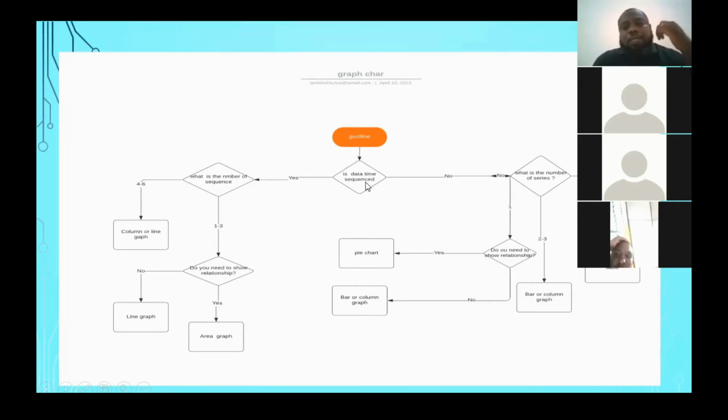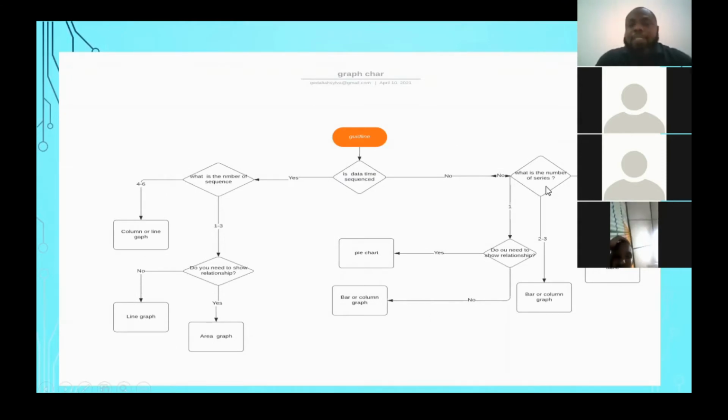On the other hand, if the data is not time sequenced, the next question you have to ask yourself is: what is the number of series? If you just have one series, the next question to consider is: do you want to show relationship? If yes, a pie chart is most appropriate. If no, a bar or column graph is the most appropriate.